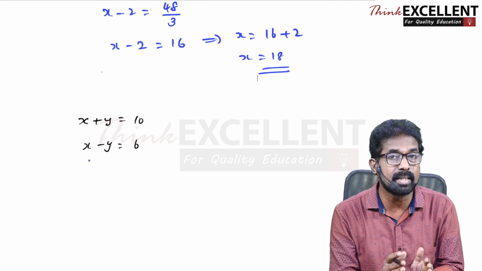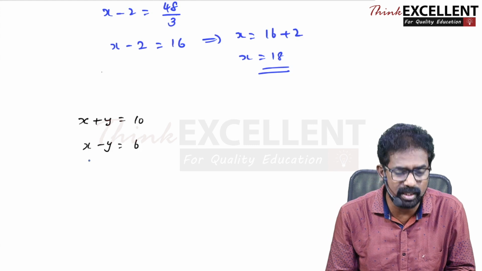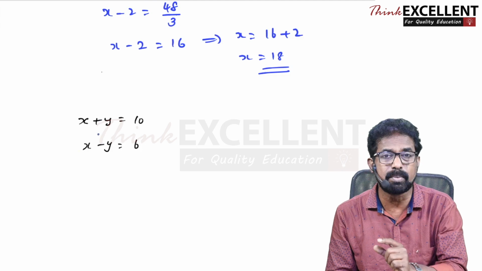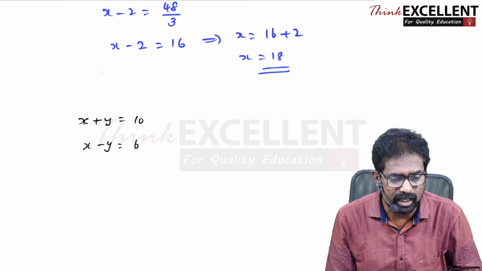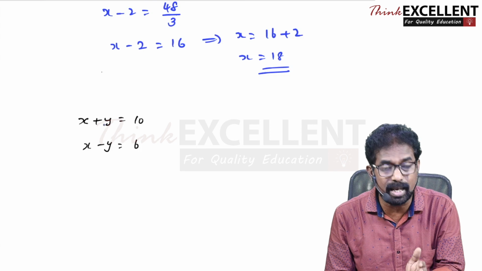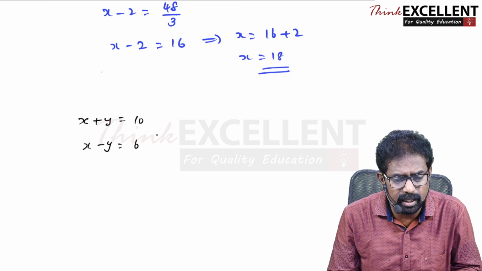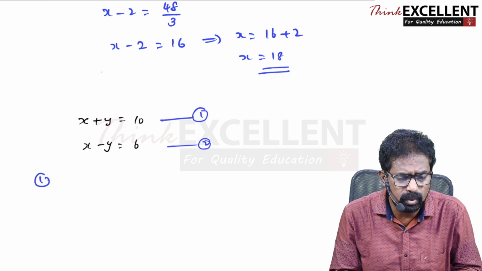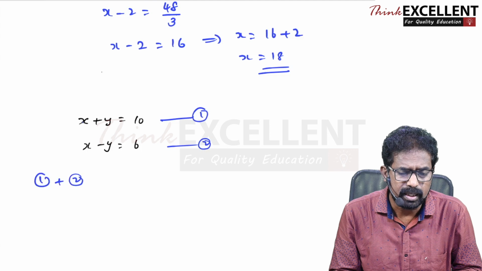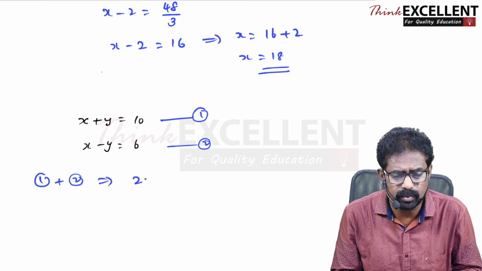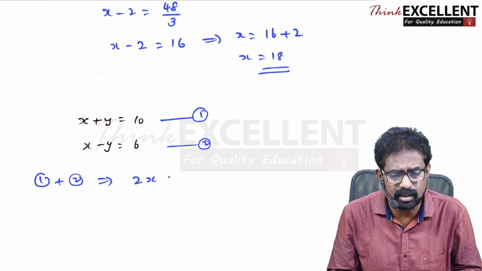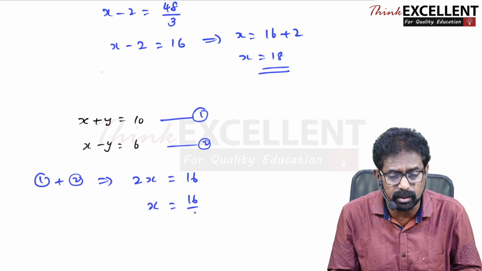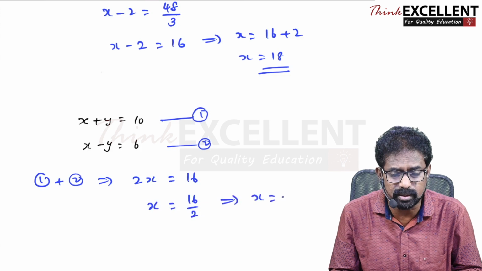For that you make the coefficients same if they are not same. Here x coefficients are 1, yes. y coefficients also same. At least for one variable the coefficients must be same, right? Here x coefficient 1, 1, y coefficients 1 and minus 1, right? So I can eliminate y very easily. I'm taking this as equation 1 and equation 2. If I add equations 1 and 2, x plus x is 2x, plus y minus y gets cancelled, 10 plus 6 is 16, right? So you can find the x value now, 16 by 2, you are getting x is equal to 8.